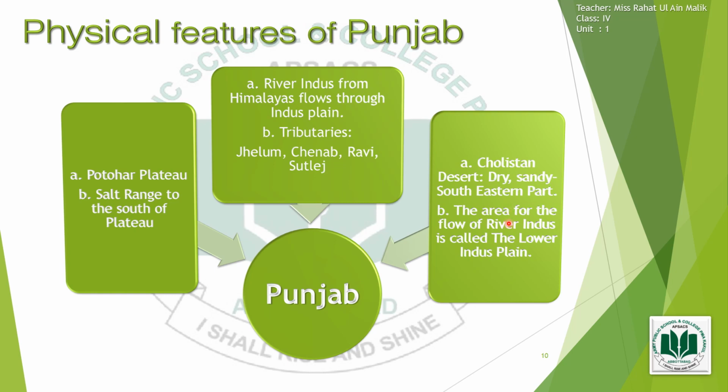Okay, then it says that the area of the Indus plain through which the river Indus flows is called the Lower Indus plain. So the area in Punjab where river Indus flows, that area is called the lower Indus plain. That was all about Punjab.